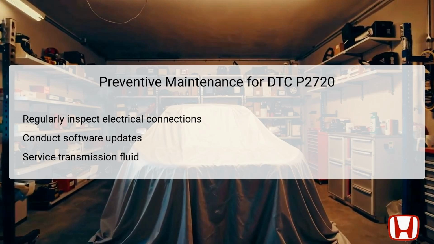Preventive maintenance plays a critical role in avoiding future occurrences of DTC P2720 and maintaining the health of the Honda Fit's transmission system. Regular inspection of electrical connections and wiring harnesses is essential to detect any signs of corrosion or wear before they lead to serious issues.